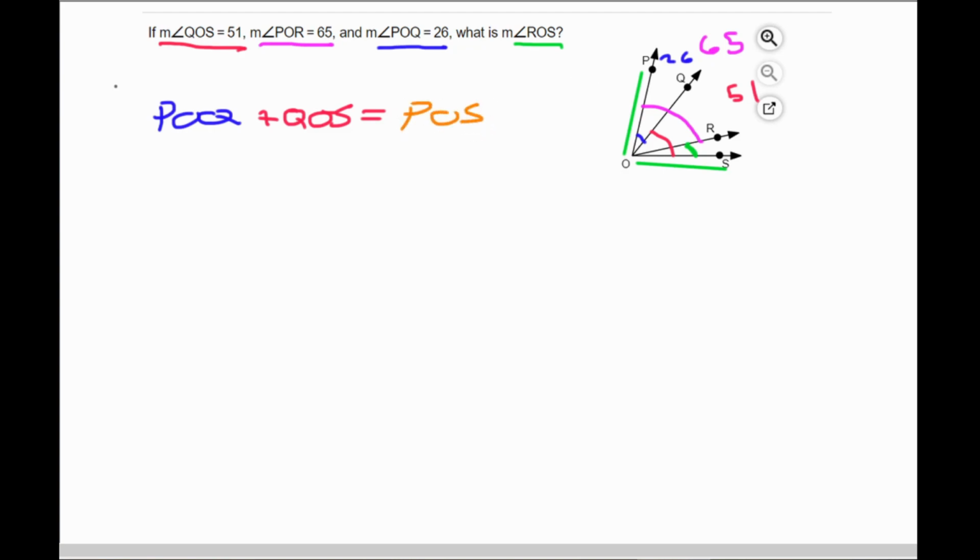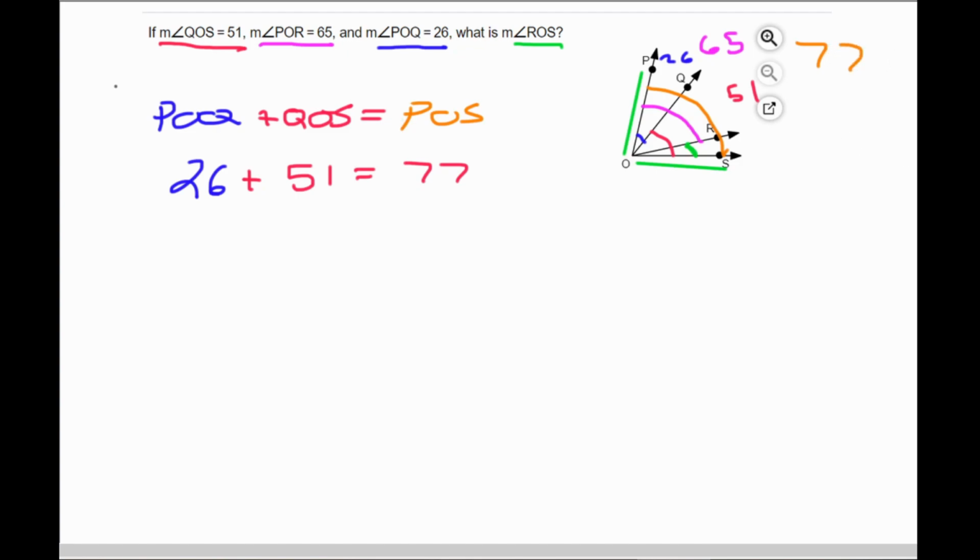So now I can start making appropriate substitutions that I do have available to me. And the first one is that POQ is 26 degrees. My second one is that QOS is 51 degrees. And if I add those together, I get POS. So that is going to give me 77 degrees. Now I know that POS, let me go back to this color. So if I start at P and I go all the way to S, this whole thing is 77 degrees.